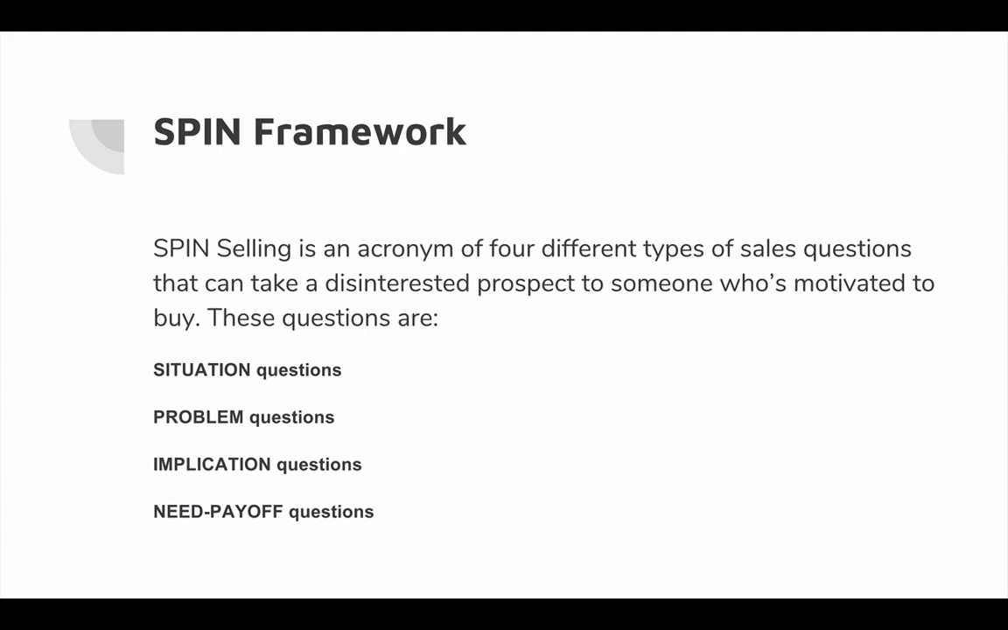The SPIN framework is an acronym for four different types of sales questions that you can ask your prospect to see how you can get them more motivated to buy by narrowing down the problem and then hitting that bullseye and getting them to close the deal. It's based on four different types of questions. The first type is situation questions, next is problem questions, third is implication questions, and fourth is need-payoff questions. I'll be diving into every one of these and giving you an example.